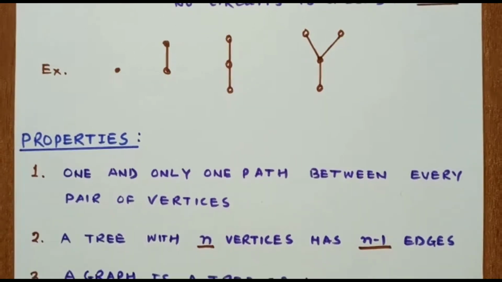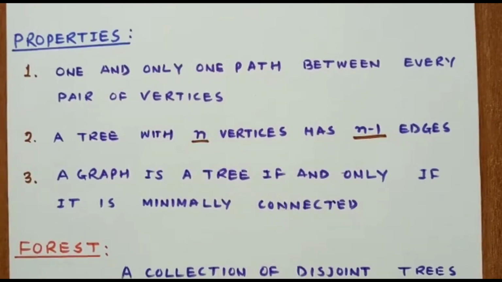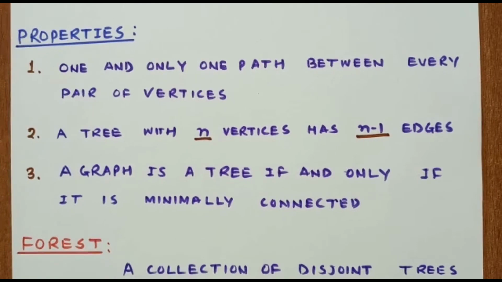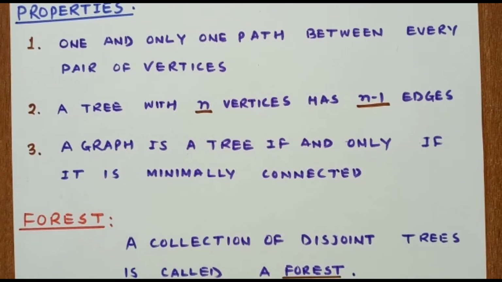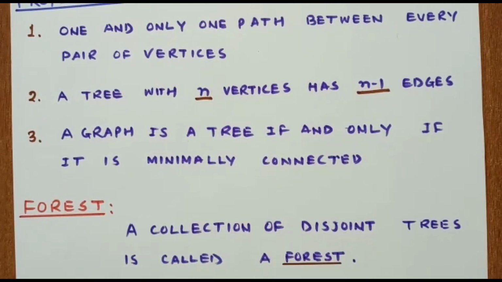Now the next definition, forest. A collection of trees. The definition of forest: a collection of disjoint trees is called a forest. What is disjoint? Two sets A and B are disjoint if they have no common element. In a similar fashion, two trees are disjoint. So a collection of disjoint trees is called a forest.